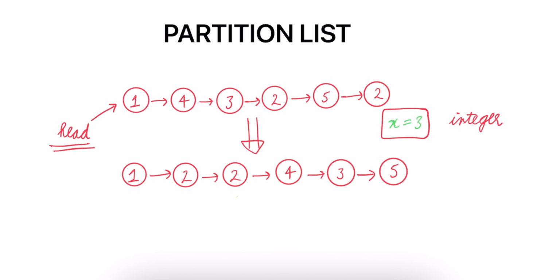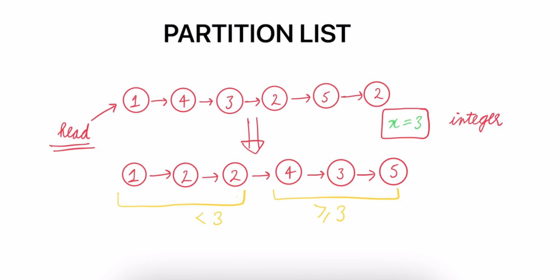So here our partitioned list is something like this. These three nodes, as you can see, have values less than 3, and these nodes here have values greater than or equal to 3. And we have to partition the linked list in such a way that the relative order of the nodes in each partition is the same as the order in the original linked list.